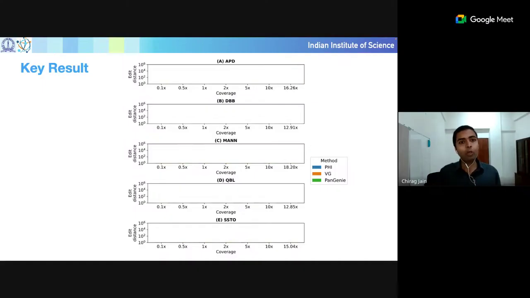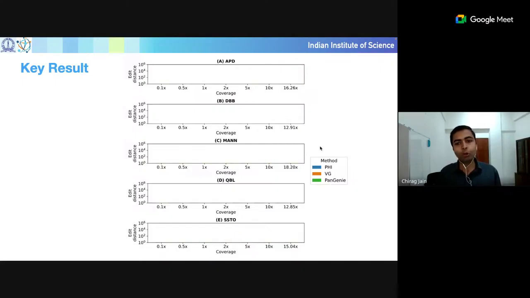Lower is better because any distance of 0 means that they're exactly identical, and a higher edit distance means that there is some discordance between the ground truth and the reconstructed haplotype. So we are using 3 methods: phi, VG, and PanGene. In PanGene, for example, it produces a VCF file in the end, and we convert that VCF file by incorporating those variants in the reference haplotype so that we get the inferred haplotype as well.